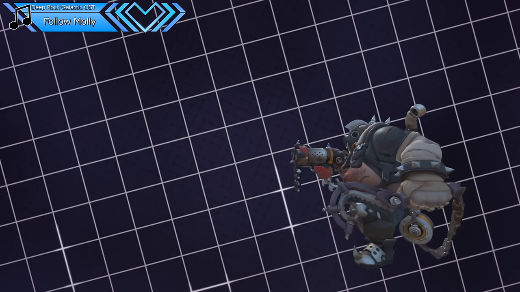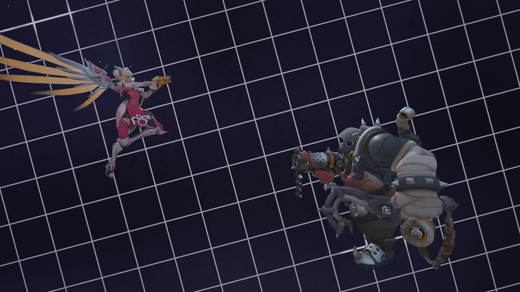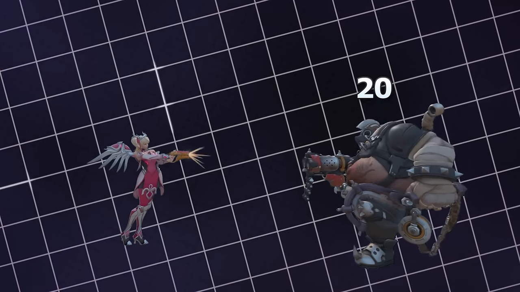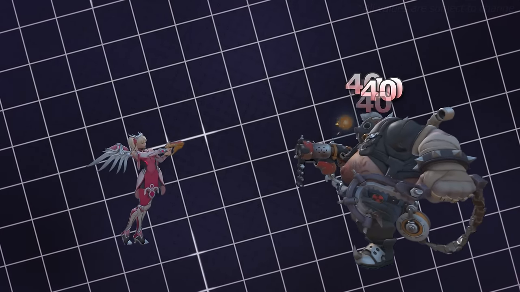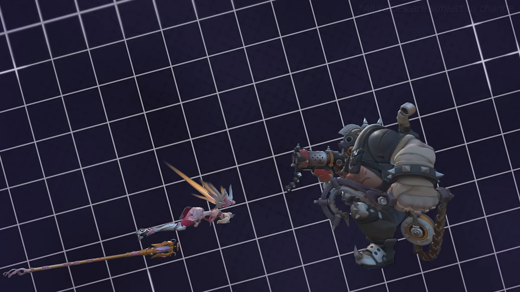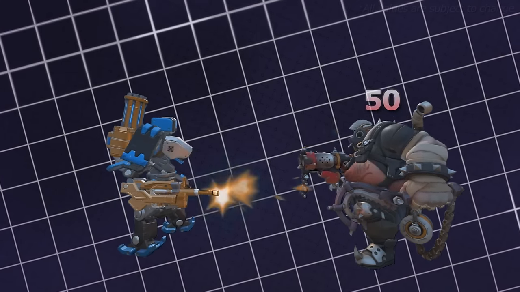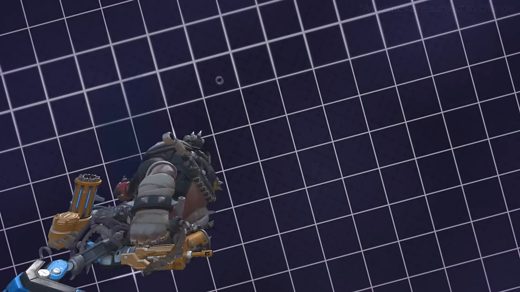First things first, we need to find our best method of dealing damage. All heroes are capable of this, each with their own methods of doing so. Most can also land critical hits, doubling the damage. For our test today, we're looking for something that deals the most in one shot, not by DPS.